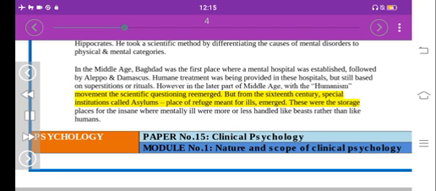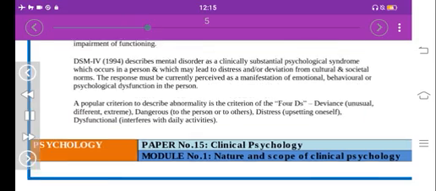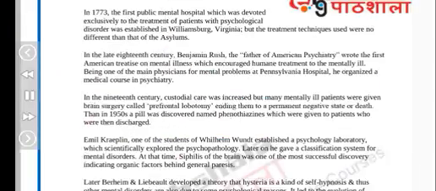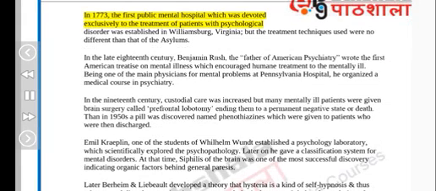But from the 16th century, special institutions called asylums, places of refuge meant for the ill, emerged. These were storage places for the insane, where the mentally ill were more or less handled like beasts rather than like humans. Trephination, exorcism. Psychology paper number 15, Clinical Psychology. In 1773, the first public mental hospital devoted exclusively to the treatment of patients with psychological disorders was established in Williamsburg, Virginia, but the treatment techniques used were no different than those of the asylums.